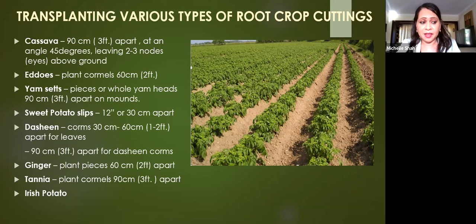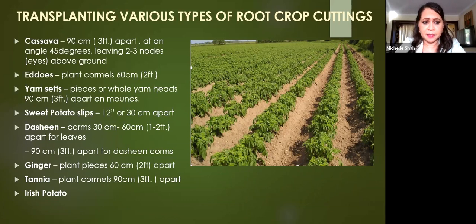So let us start with cassava. The transplanting of cassava is done 3 feet apart, at 45 degree angles, using 2 to 3 nodes above the ground. Arrows, we use cormels for planting arrows at 2 feet apart. Yam sets: we use pieces of yam heads and plant them 3 feet apart on mounds. Sweet potato is planted using slips, or stem cuttings, and they are planted 1 foot apart.